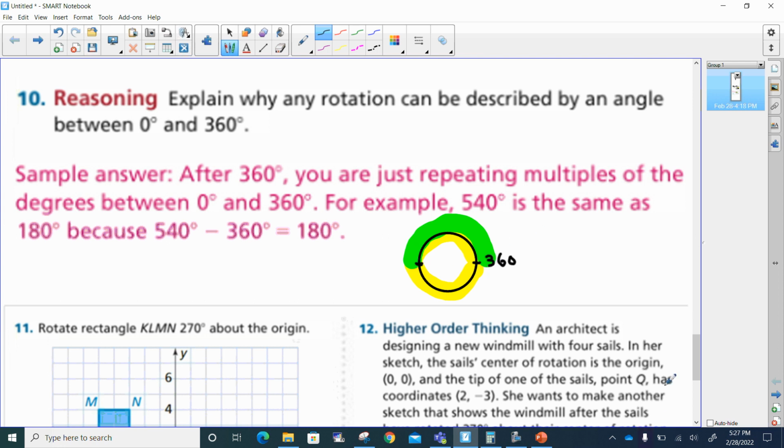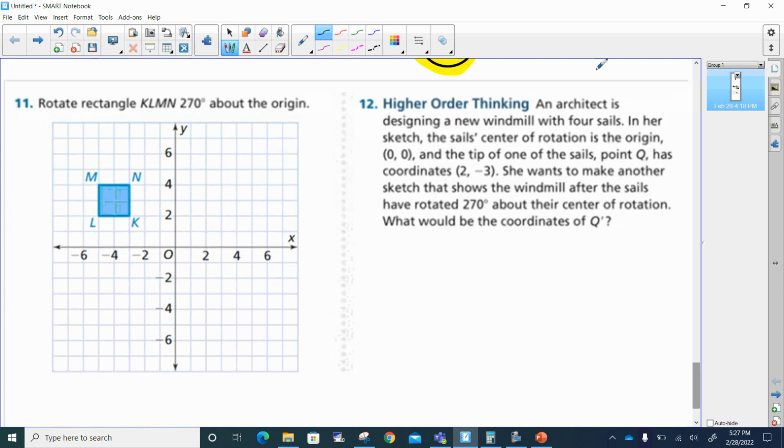Okay, let's see, I got number 12. High order thinking question. On number 12, it reads, an architect is designing a new windmill with 4 sails. In her sketch, the sails' center of rotation is the origin, (0, 0), and the tip of one of those sails, Q, has a coordinate of (2, -3). She wants to make another sketch that shows the windmill after the sail has rotated 270 degrees about the center of rotation. What would the coordinate of Q prime be?